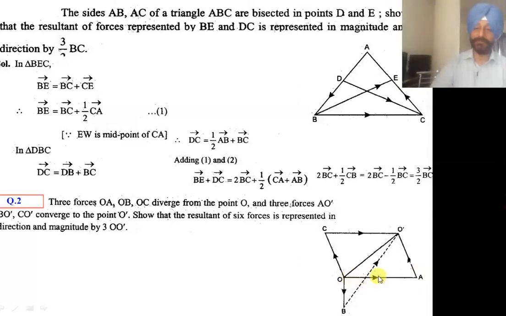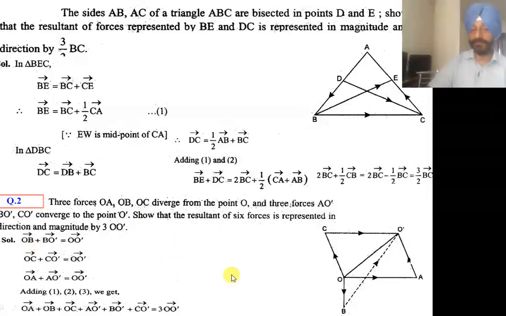OA, OB and OC, three forces are there, and then AO dash, BO dash and CO dash. So how do we take the arrows? Forces diverge from O, and the forces converge to O dash. So this we take here. Now we want to show that this result holds.